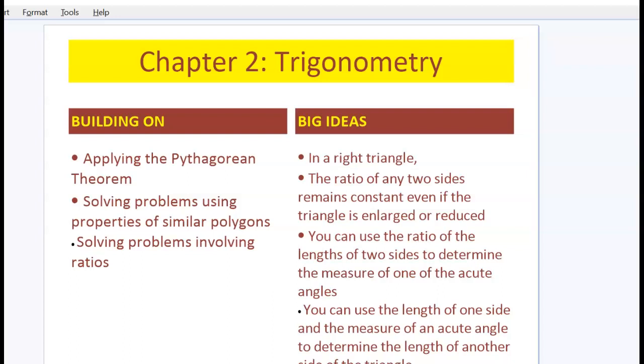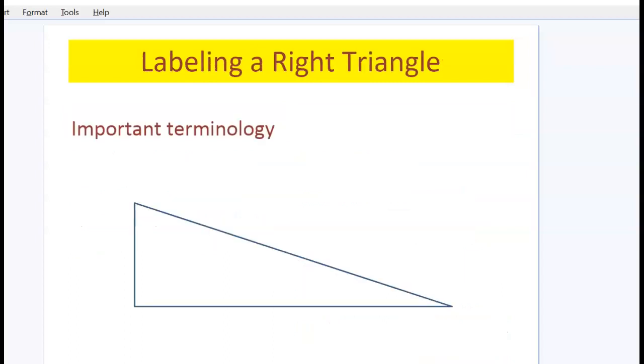In Chapter 2, we're going to be studying trigonometry. We're going to build on some of the skills that you covered in Math 9, including the Pythagorean theorem and solving problems using similar polygons and also solving problems involving ratios. Some of the big ideas in this chapter are going to be a right triangle, the ratio of two sides within a right triangle, and we're going to use those ratios to find angles and side lengths within a right triangle.